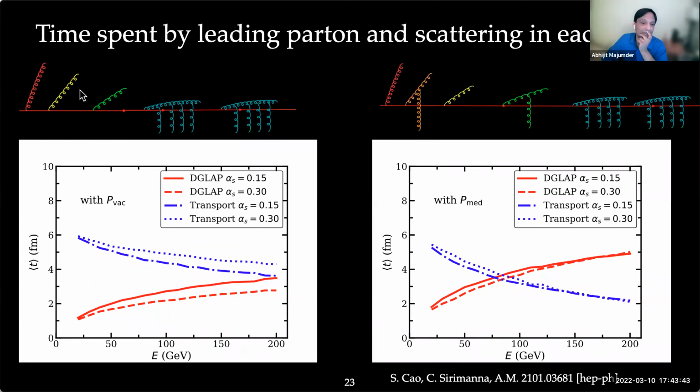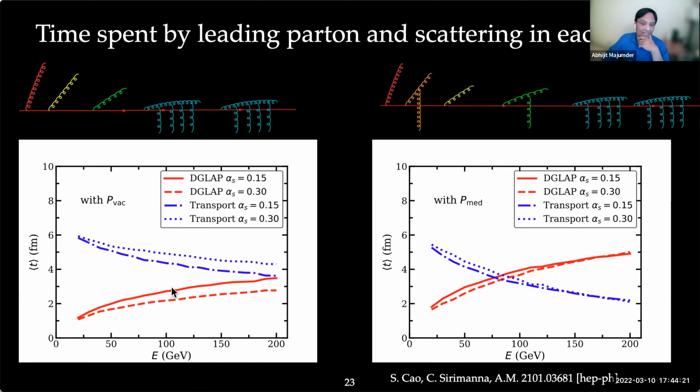And I and my collaborators had to estimate what that would look like. So if you took vacuum-like splittings only and tried to estimate, and just shut off any interaction with the medium that you could have, that's sort of shown here. I just want to focus your eyes on the dotted line and the dashed line. Okay, so the dashed line, down here, is the amount of time spent in the DGLAP phase, and the dotted line is the amount of time in the BDMPS phase.